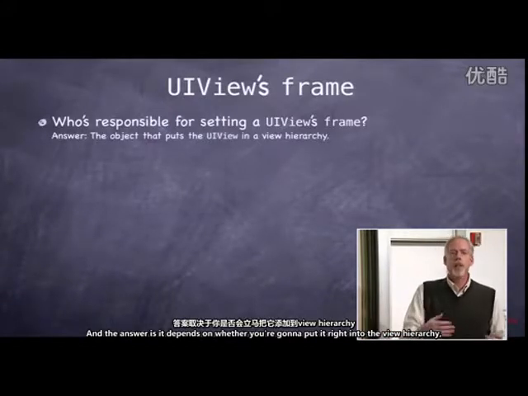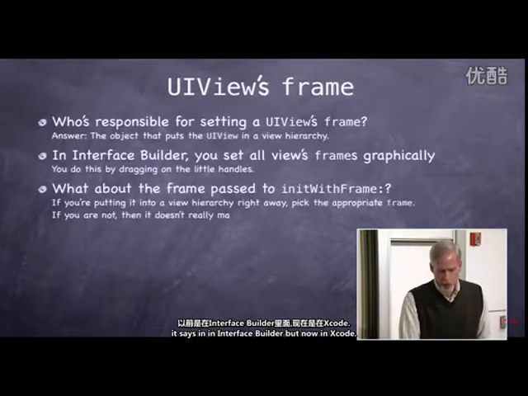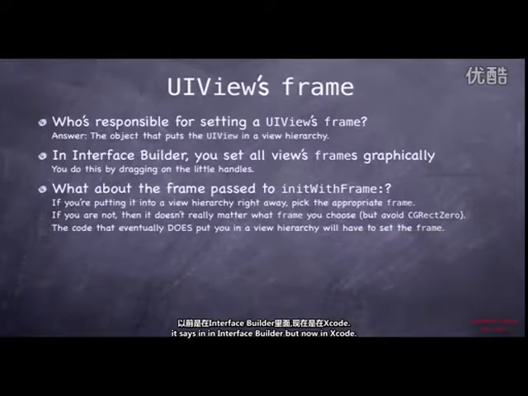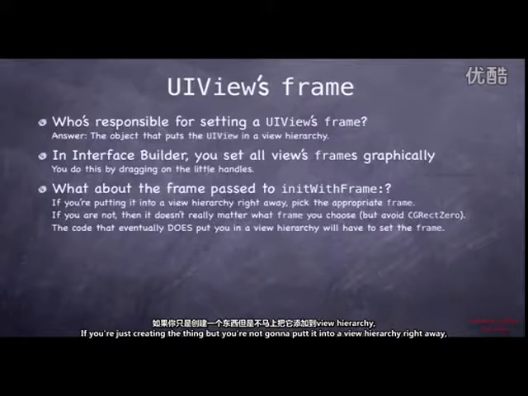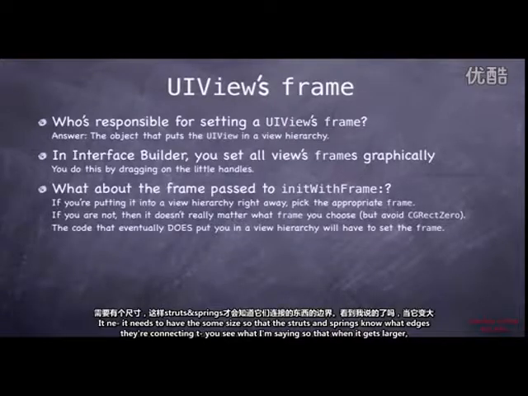And the answer is, it depends on whether you're going to put it right into the view hierarchy. It says in Interface Builder, but now in Xcode. So the frame that's passed to init with frame, if you're just creating the thing but you're not going to put it into a view hierarchy, you can pass almost any frame, although I recommend against CGRectZero, in other words passing a 0 size frame, because the struts and springs won't get into any kind of normalized state if it's 0, 0. Okay? It needs to have some size so that the struts and springs know what edges they're connecting to. You see what I'm saying?